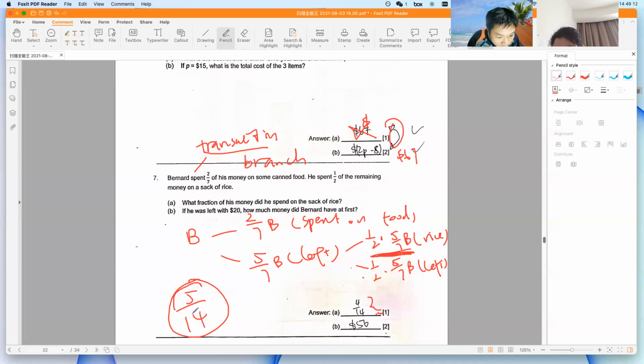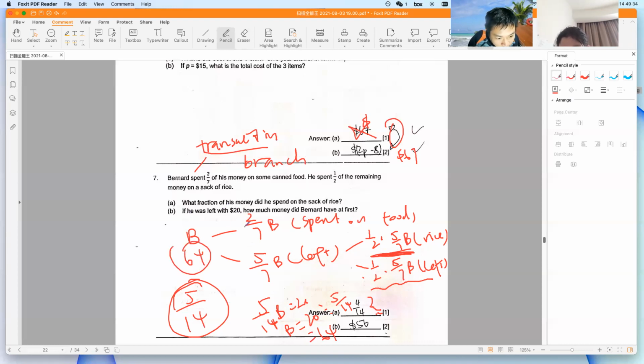Okay, should be 5. Next, if he was left with $20, so $20 is where? $20 is here. So what I'm going to do is, this is 5/14b is equal to 20. So b is equal to 4 times... I just need to figure out 20 divided by this 5/14. 4 times this is 64. So b is 64. So I just write down 64 here.